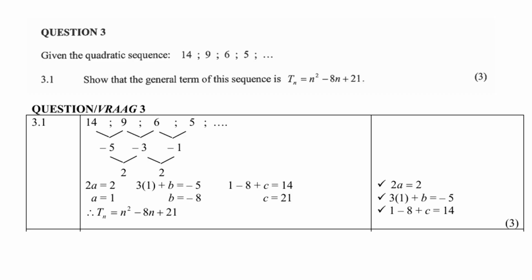Look at the mark allocation. For 2a equals 2, you get a mark. For 3a plus b equals negative 5, you get a mark. And 1 minus 8 plus c equals 14, another mark.